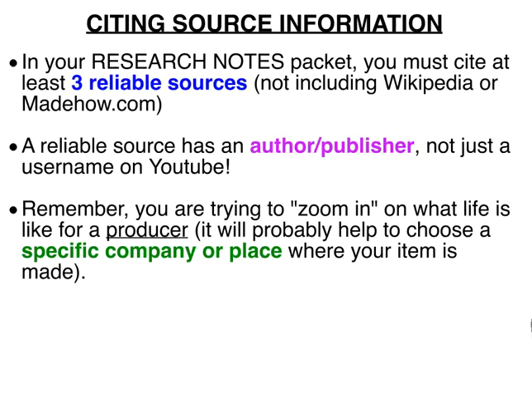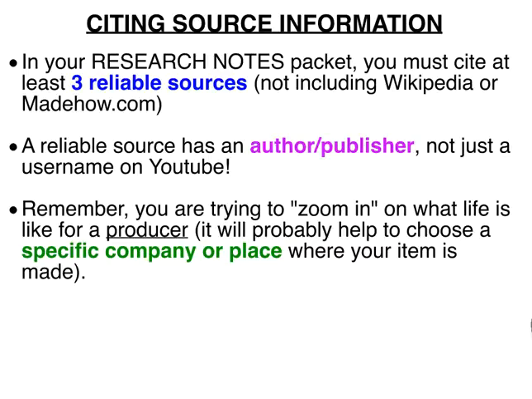So to start, when you're citing source information in your research notes packet, before you start making your presentation, you need to cite at least 3 reliable sources. That's not including Wikipedia or other websites that provide basic information like madehow.com. Some of you are using those websites to find basic information about the process of producing your item. We want to challenge you to find at least 3 reliable sources that have an author and or a publisher. So if you're on YouTube, it needs to be a video that is actually published, for example from the Discovery Channel, but not just from a random username.